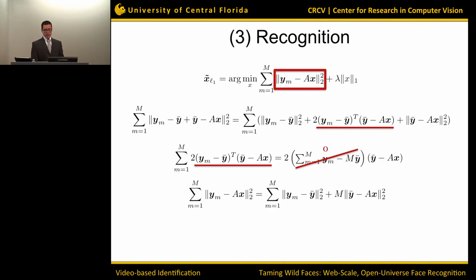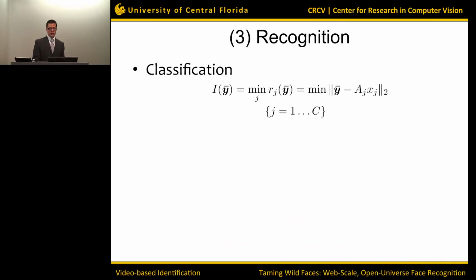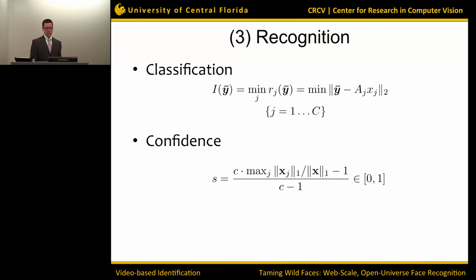So what we're left with is a constant which doesn't contribute to the minimization of this residual error. We can absorb this m coefficient scalar into the lambda in the original equation to result in the following, where we're actually minimizing the residual error between the mean vector, the mean face vector, and its representation in the dictionary, while imposing sparsity on the coefficient vector. So for recognition, we do a similar computation where we do a per class residual error to find the best match, and then we use our confidence based on the sparsity concentration index.